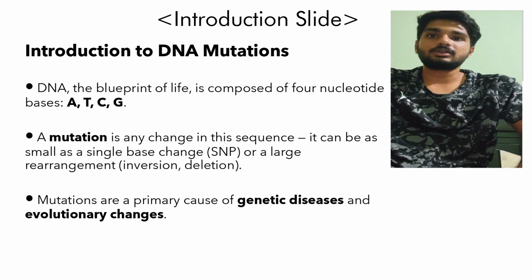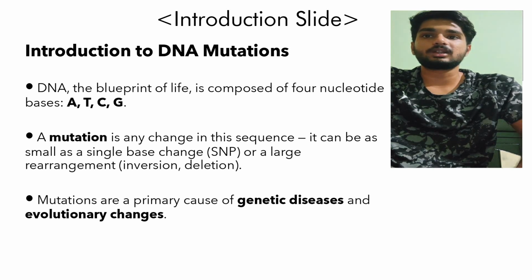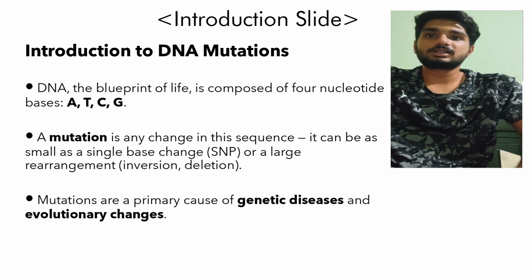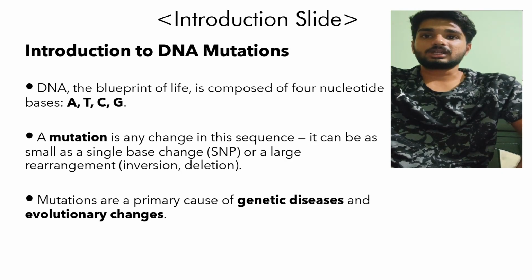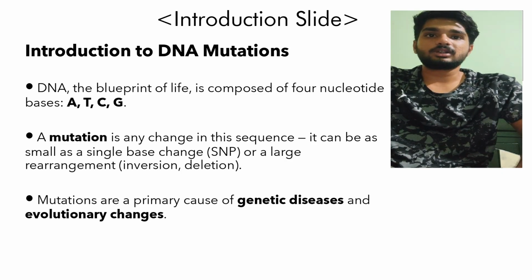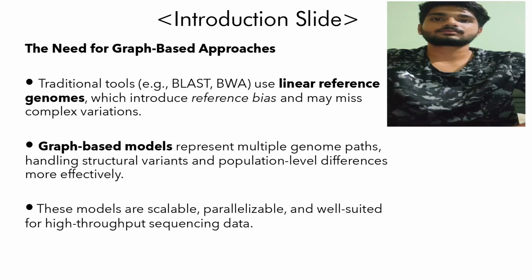These changes can happen due to errors during replication, exposure to radiation, or environmental factors. Mutations are significant because they are a leading cause of genetic diseases and they also drive evolutionary changes across generations. Therefore, detecting them accurately is extremely important in medical and genetic research.